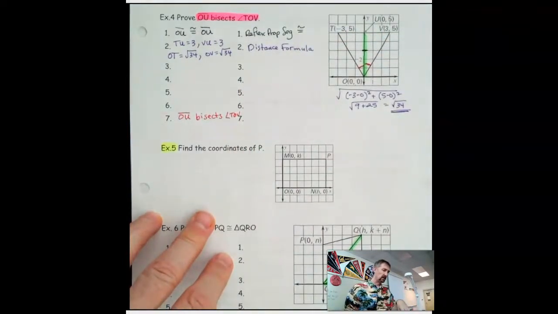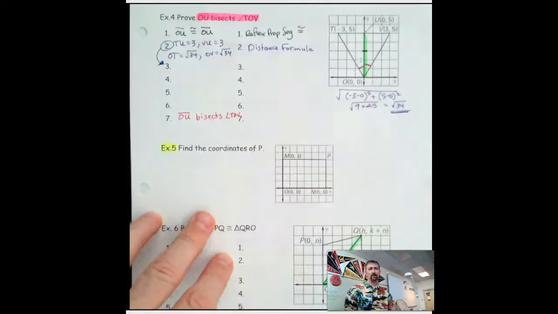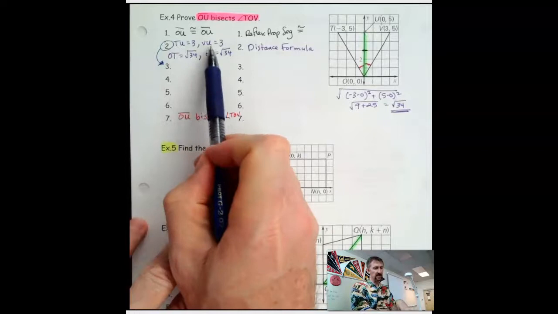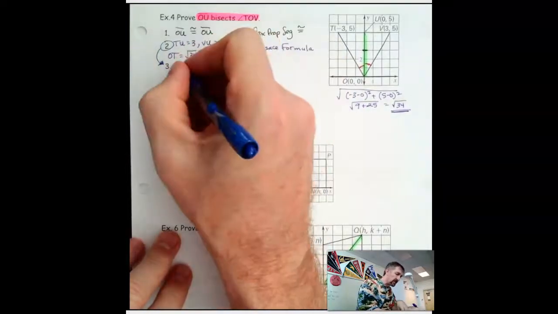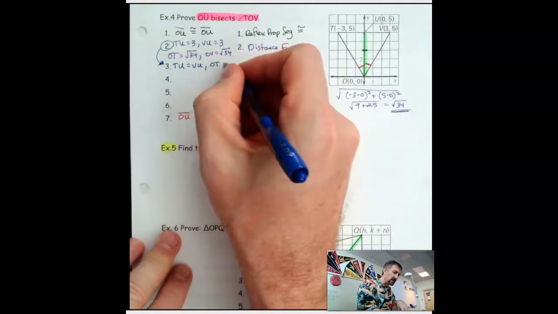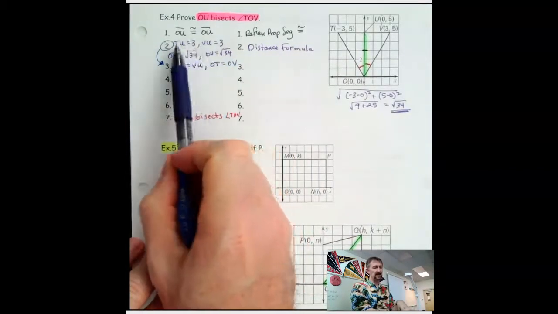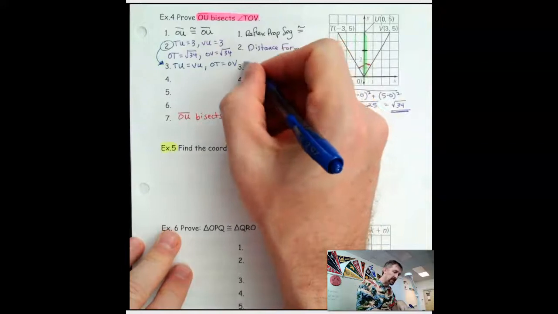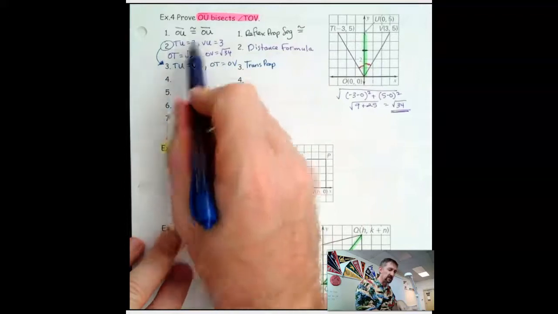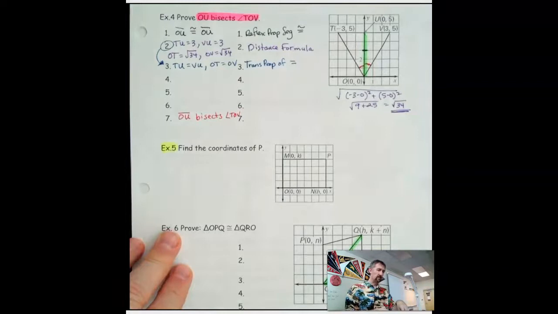Now, look at what you have here. Okay? How do we come up with the next statement? Well, if that equals 3 and that equals 3, then they equal each other. So TU equals VU and OT equals OV. If A equals B and B equals C, then A equals C. That's the transitive property, and they're all equal signs, so transitive property of equality.